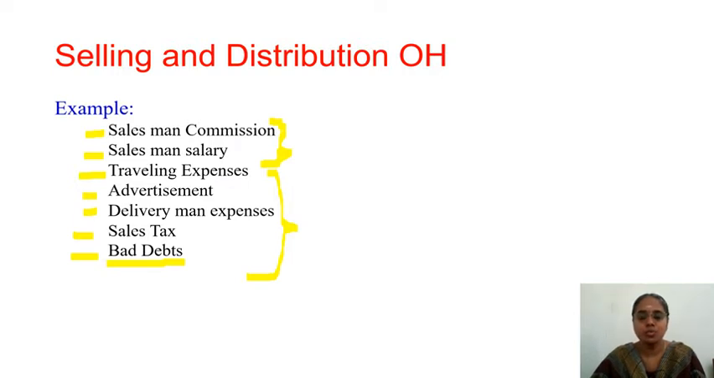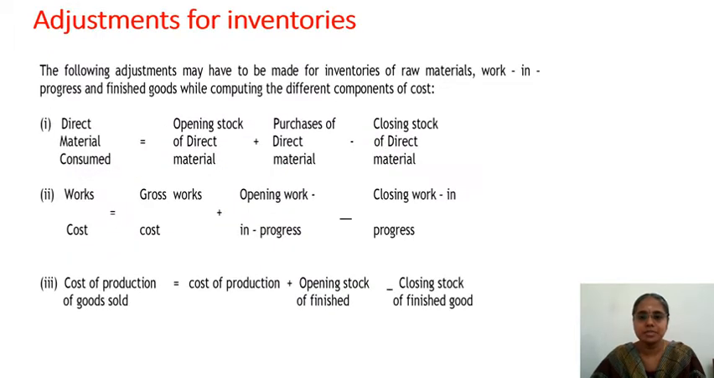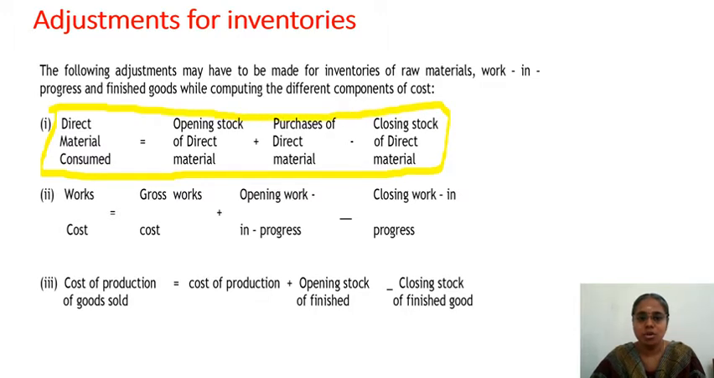So how do we deal with these items in your cost sheet? Along with that, we have our adjustment for inventories. We saw this adjustment already: opening stock of direct material plus purchase of direct material minus closing stock of direct material. We saw a problem to understand this, wherein you find the prime cost.